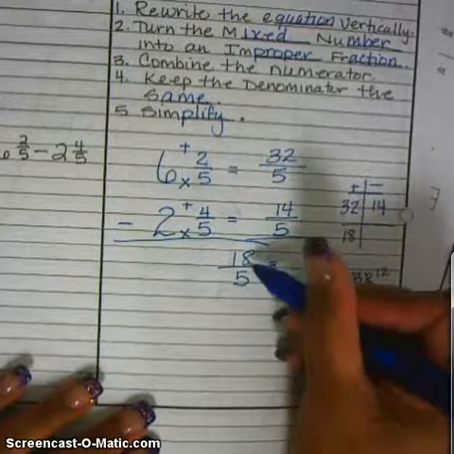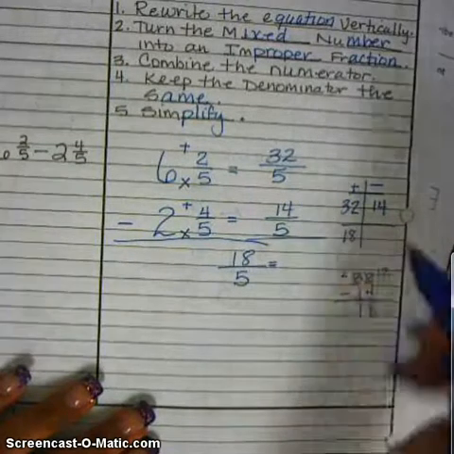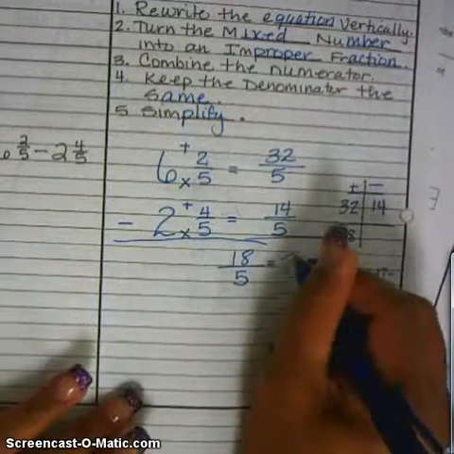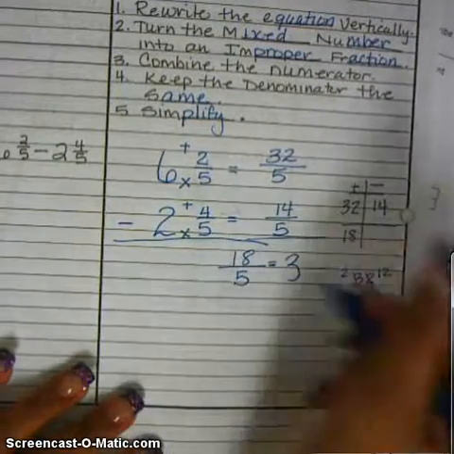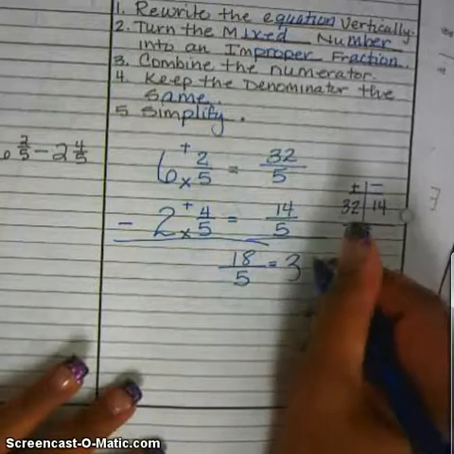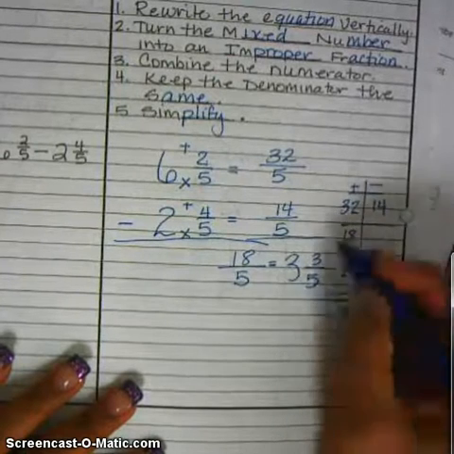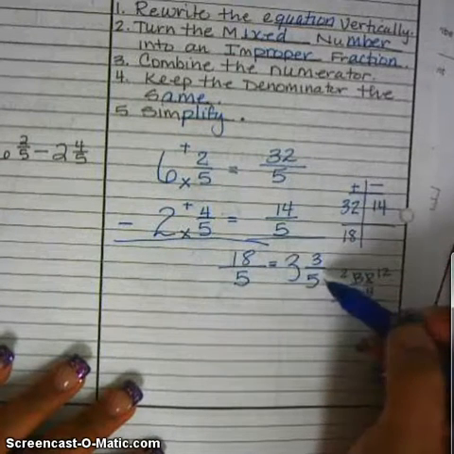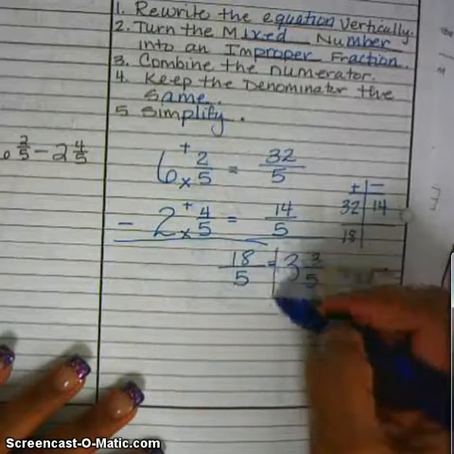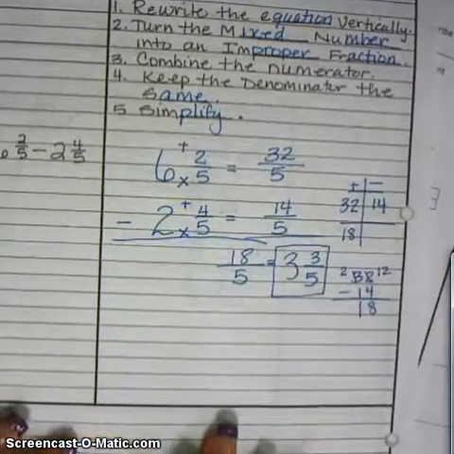So now, you have to ask yourself, how many groups of 5 do I have in 18? So I'm going to count 5, 10, 15. That gives me 3. And then how many do you have left over? I get 3 left over. That is your new numerator, and your denominator stays the same. So your answer, 18 over 5, is actually the mixed number 3 and 3/5. And because my notes are kind of tight, I'm going to go ahead and box that. That is my final answer.